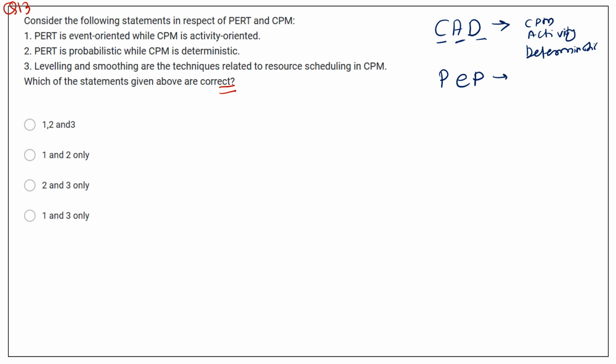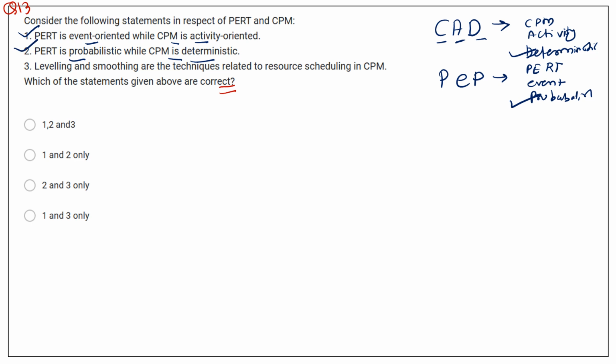Okay, in case of PEP, first P is PERT, second E is event, third P is probabilistic approach. Okay, so first, PERT is event oriented, this is correct. Second, CPM is activity oriented, this is also correct. PERT is probabilistic, CPM is deterministic, this is also correct. So first and second are correct.